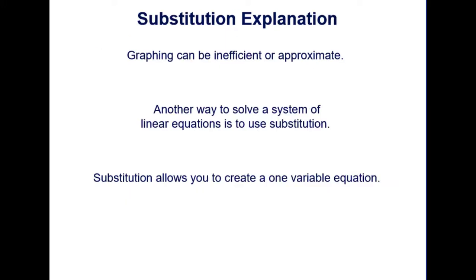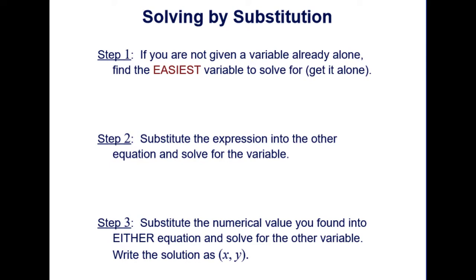So when graphing is inefficient, or you have to be approximating with it, there's another way to solve a system, and it's known as substitution. Substitution allows us to create a one variable equation out of two. So the 3 steps for substitution is that first, you have to have a variable by itself. If you are not given a variable already alone, you have to find the easiest variable to solve for or get it alone.